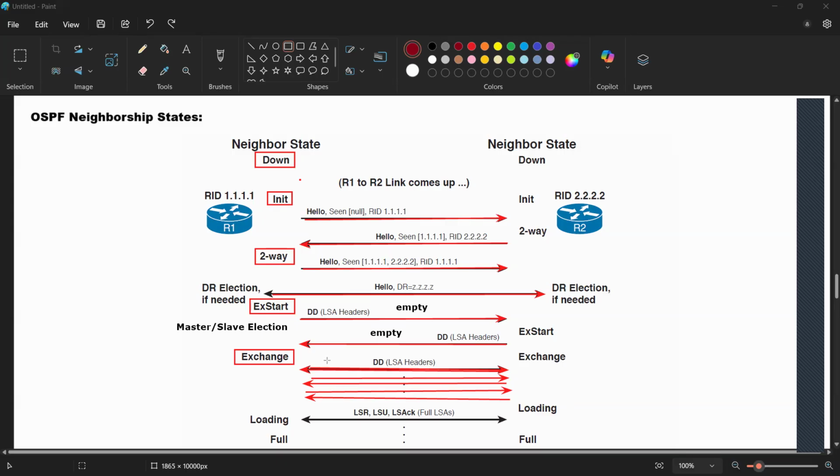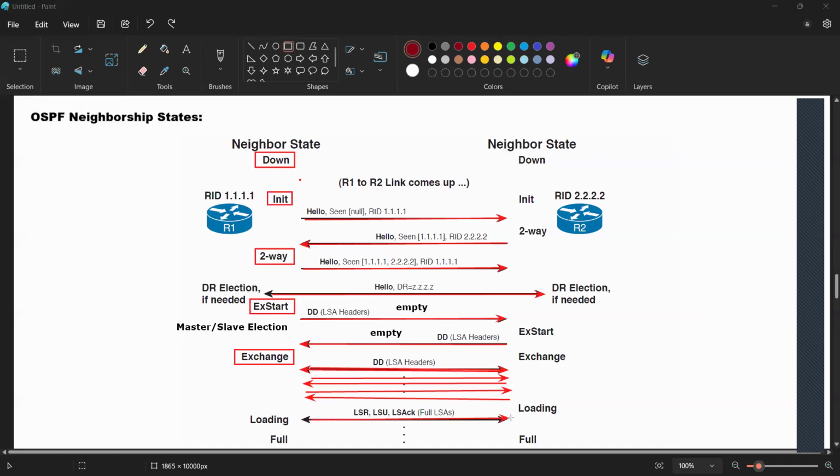Once they have exchanged the database, now it's time that they will complete the information. They will try to complete the missing information. Maybe R1 requires more information about a particular route or R2 requires more information about a particular route. That means this is the time when they will start exchanging what? The link state request and update messages.